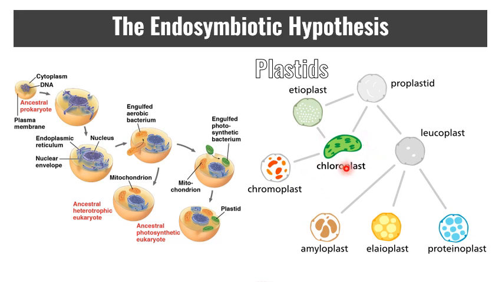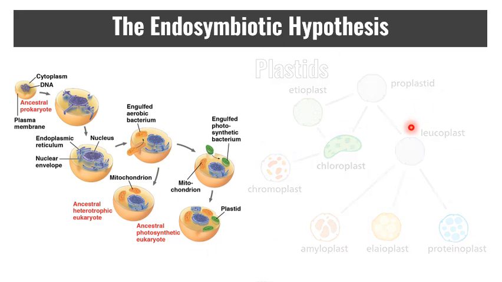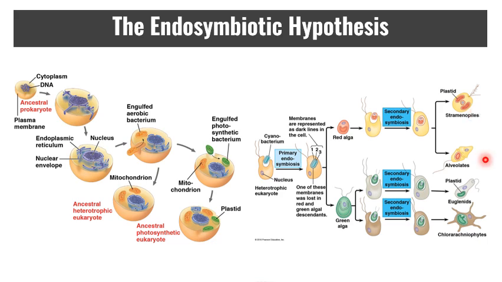Chloroplast, photosynthesis; chromoplast, pigment; amyloplast, starch, amylose; elaioplast, lipids; proteinoplast, proteins. You get the general idea. So all of those plastid organelles came about through this endosymbiotic process. They didn't just do it once, they did it lots of different times. And that's one of the major reasons that protists and plants and fungi are so different from each other, because they went through different levels of endosymbiosis, different secondary endosymbioses.